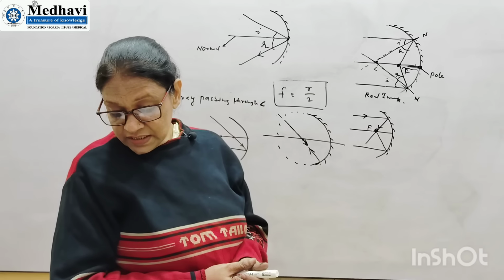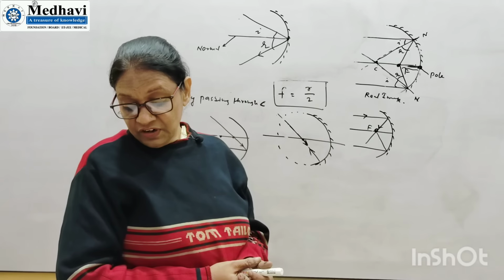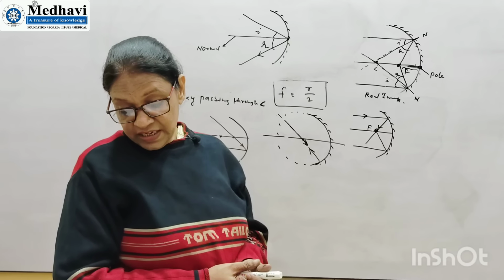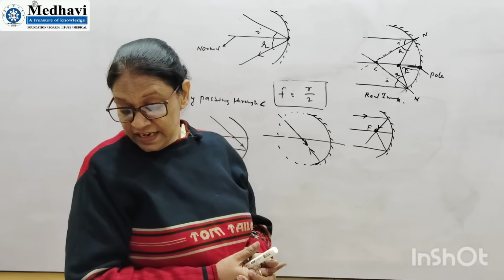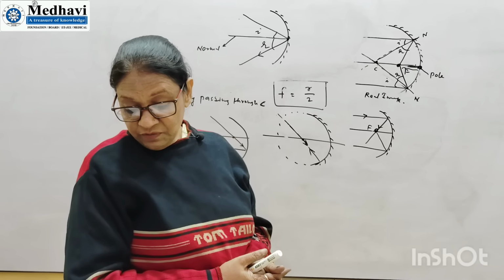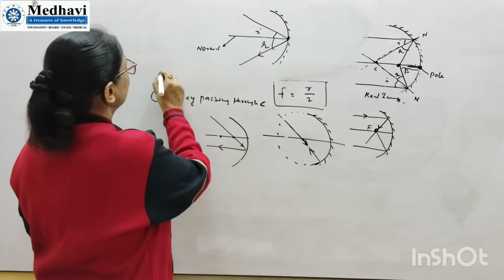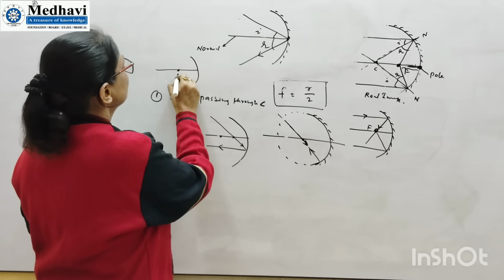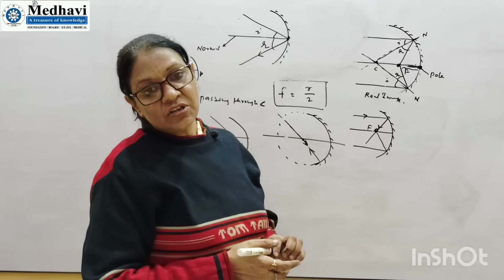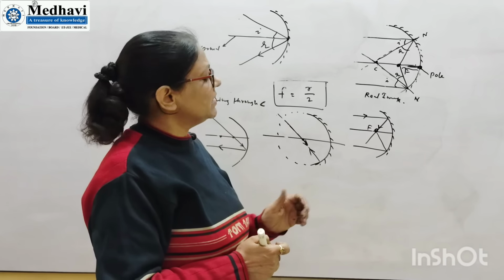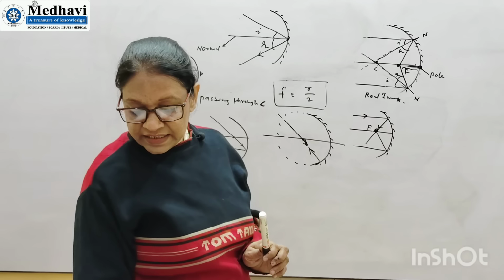If the object is beyond the center of curvature, then the image will be between the center of curvature and focus, diminished, real and inverted. If the object is at the focus, the image will be at infinity and magnified. And if the object is taken between focus and pole, suppose this is the focus and pole, so here we keep the object, the image will be virtual and erect.